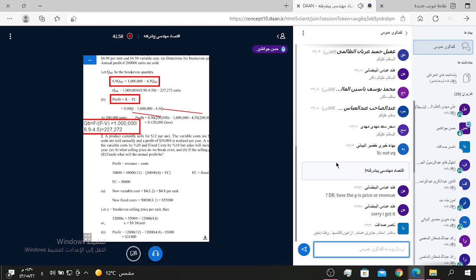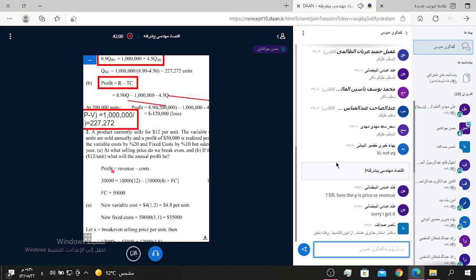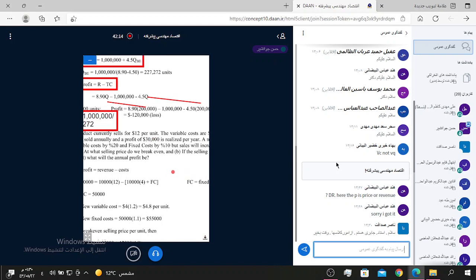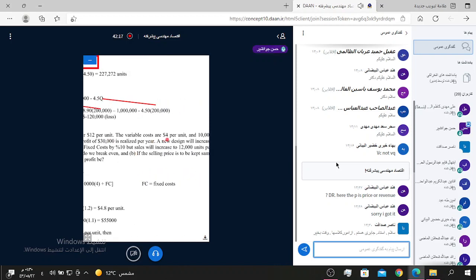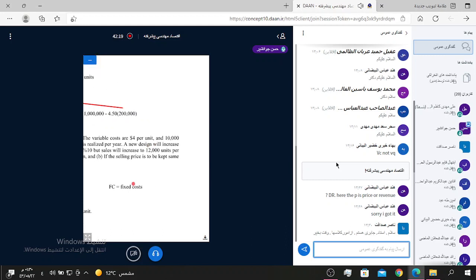Example 2. A product currently sells for $12 per unit. The variable costs are $4 per unit and 10,000 units are sold annually.